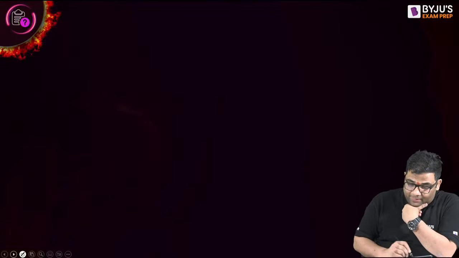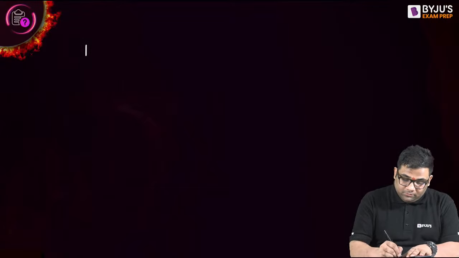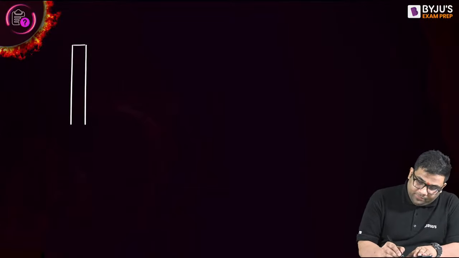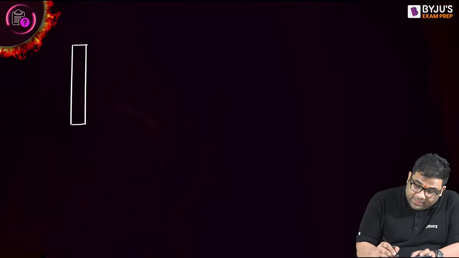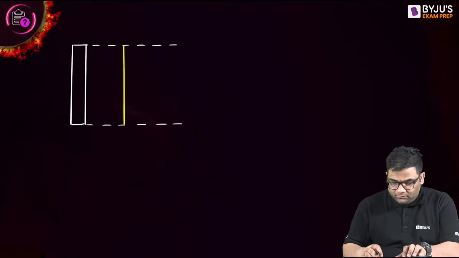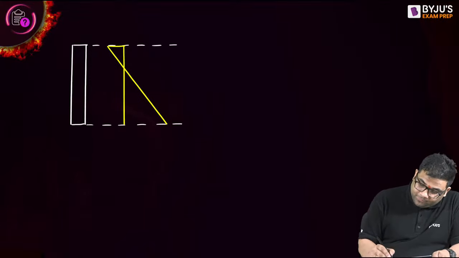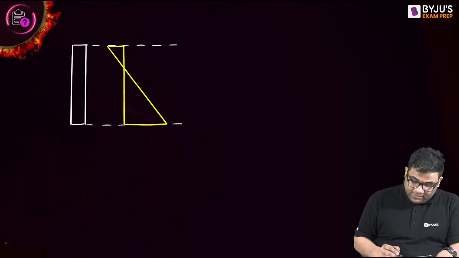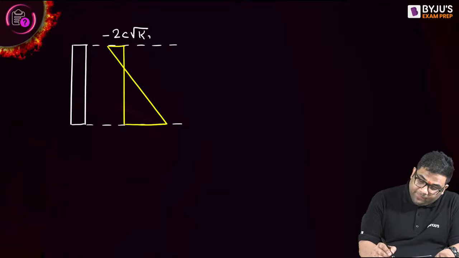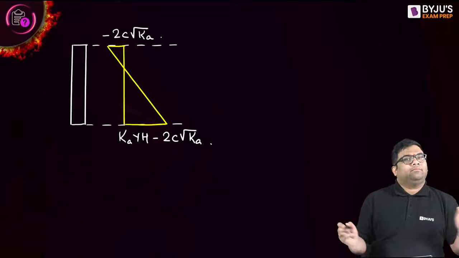Now what will happen? An interesting phenomenon happens. Let us understand that, then we'll solve some questions also. You see here, what has happened is that the distribution is like this. Now you see, here it is how much? Here it is minus 2c root Ka. Here it is Ka into gamma h minus 2c root Ka. Yes, easy.